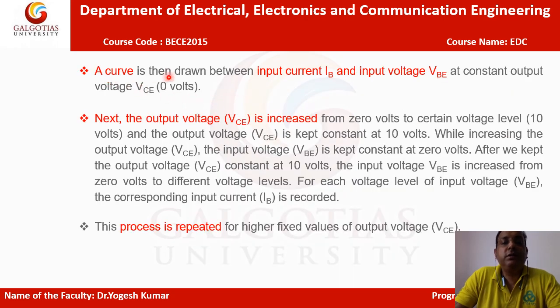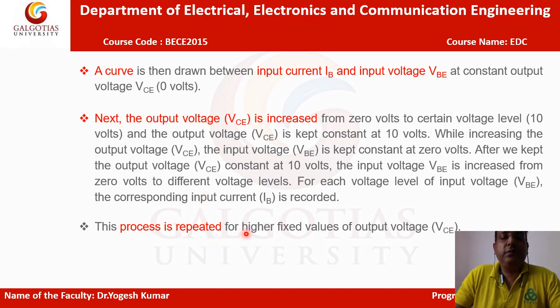So we can say the graph is drawn between the input current IB and the input voltage VBE at the constant output voltage VCE equal to 0. Next, the output voltage VCE is increased from 0 volts to a certain voltage, 10 volts, and the output voltage VCE is kept constant at 10 volts. While increasing the output voltage VCE, the input voltage VBE is kept constant at 0 volts. After we keep the output voltage constant at 10 volts, the input voltage is increased from 0 to different voltage levels, as seen in the previous graph. For each voltage level of the input voltage VBE, the corresponding current is recorded, as seen in the previous slide.